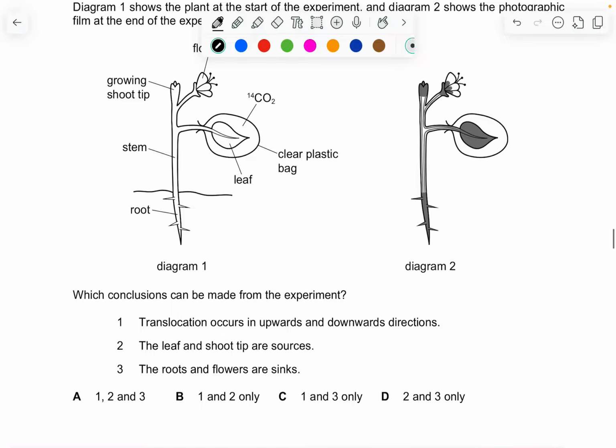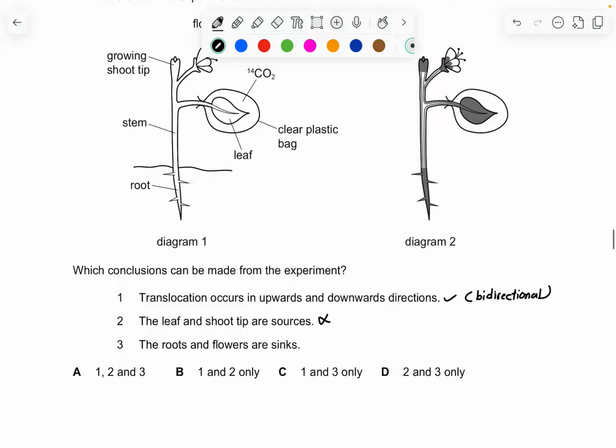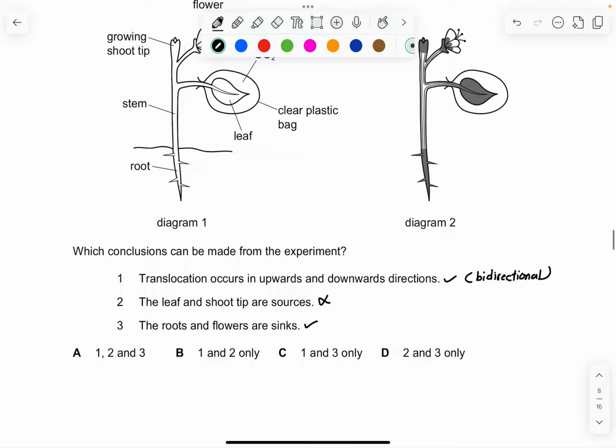Okay, so translocation occurs in upward and downward direction. Yes, remember translocation is the movement of sucrose and amino acids. They are bidirectional, meaning they go in two directions. The leaf and the shoot tip are the sources. Nope, they are not. The roots and the flowers are the sinks. Yes, that's right. Okay, so why?